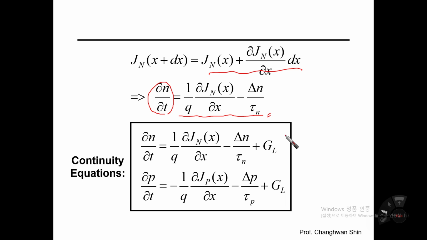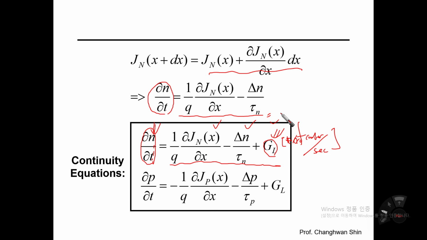Again, the GL has not been included yet, but in the final stage, the author of the textbook has included the generation rate by light. This generation rate by light indicates the number of carriers per second. So now ∂n/∂t, how much the electron concentration has varied over time, can be understood with these three different terms.